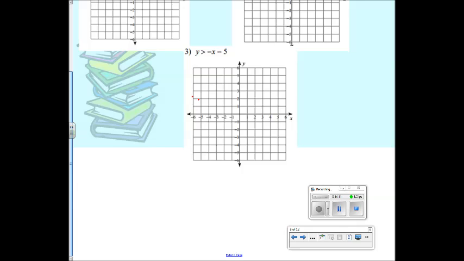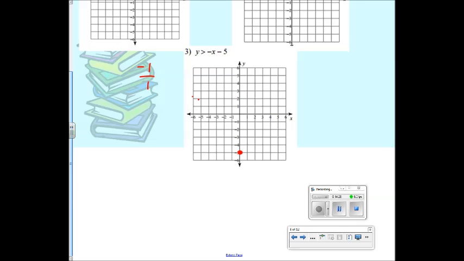All right, so what's my y-intercept here? Negative 5. Good. So I start down here at negative 5. What's my slope? Negative 1 over 1. Good. So that means I'm going to go down 1, right 1. Good. If that's really small, what else could I do?